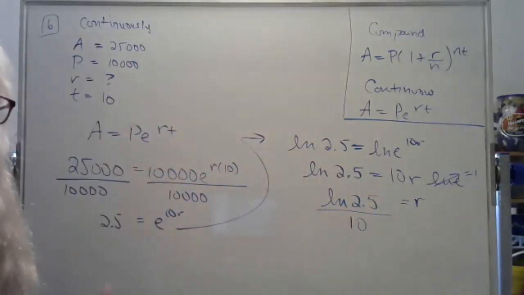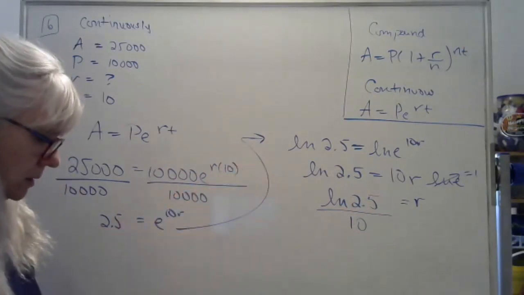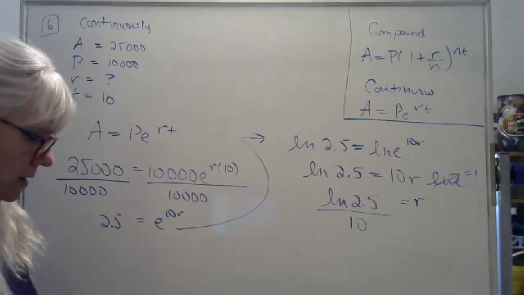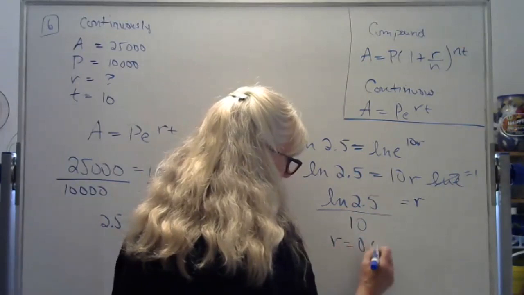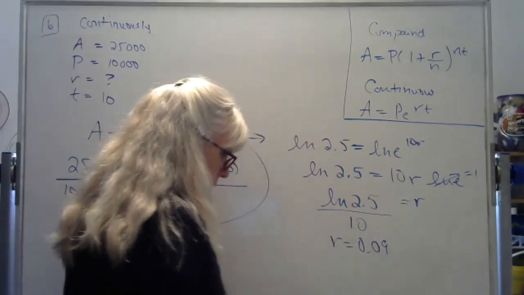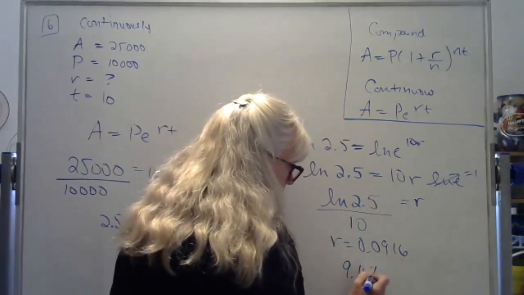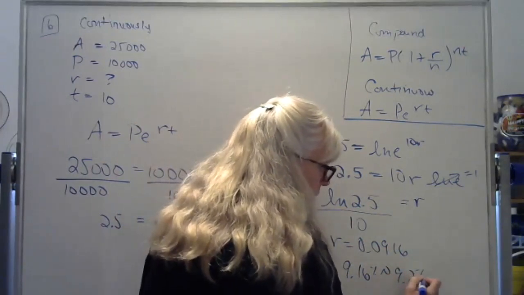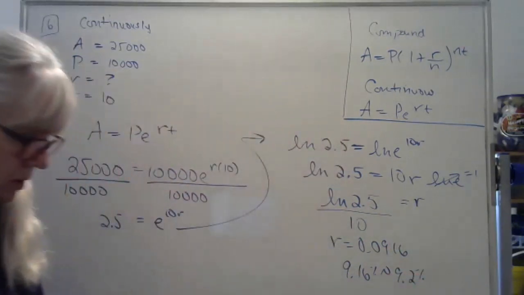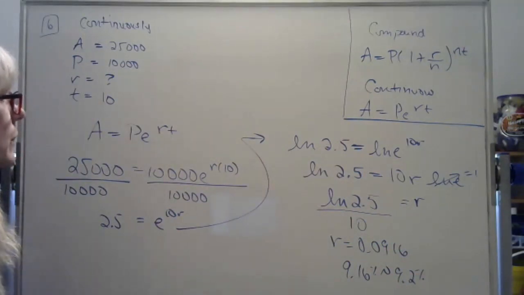And this will be a lot easier tomorrow because you would have done the homework where you did all of this. So natural log of 2.5. When I did, I got 0.0916, which would be 9.16%, or I guess you could round it to 9.2%. Follow the directions on the homework on the rounding. Just depends on what they want. Okay, comments or questions about that one?